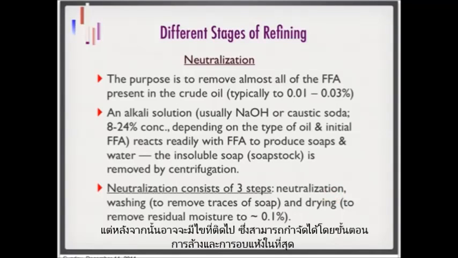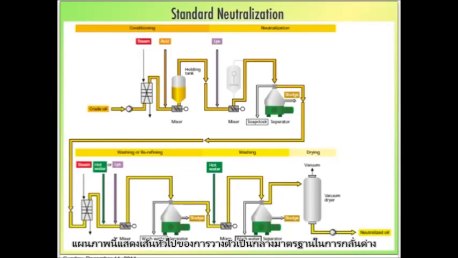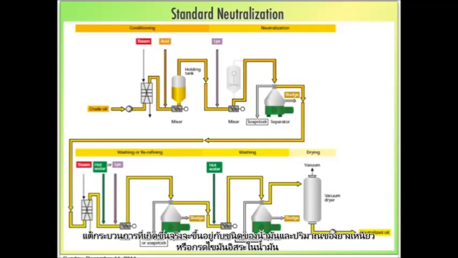But after that, there are probably some traces of soap which can be removed further by a washing step, and finally drying to remove whatever moisture is still there down to a very low level, around 0.1%. This diagram shows a general outline of standard neutralization in the alkali refining, but the actual process will depend on the type of oil and the amount of gums or free fatty acid in the oil.